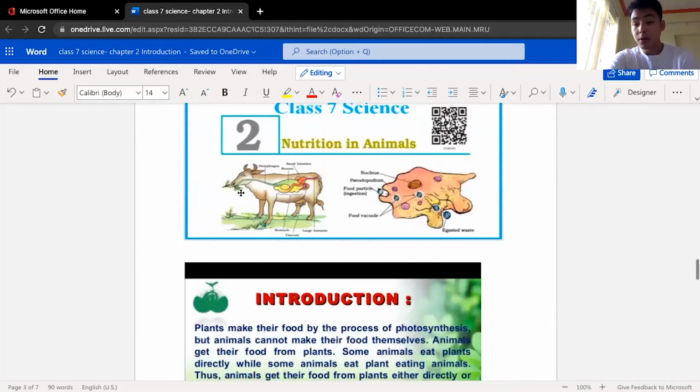As you see, the cow is chewing the grass, and it has its own organs in its body, like we do. It has a stomach, liver, intestine, etc. We'll try to go down. I think there will be more of this kind of description in the below chapter.